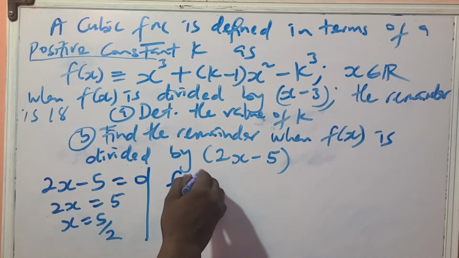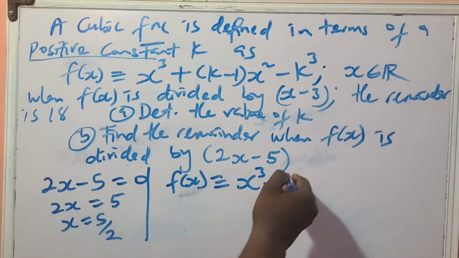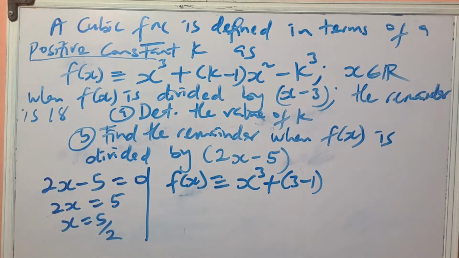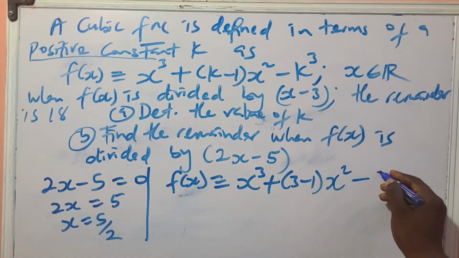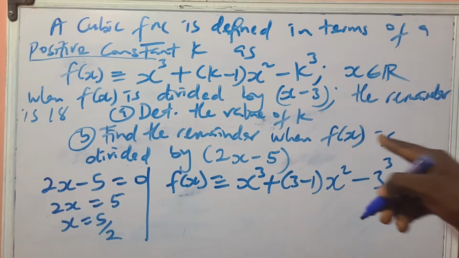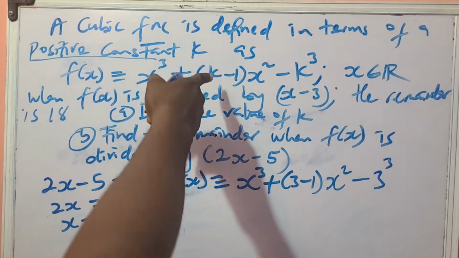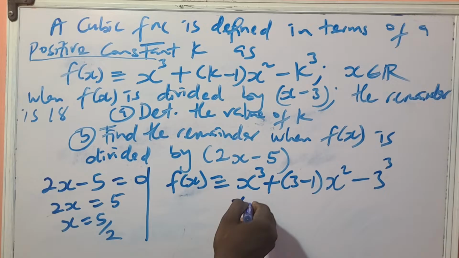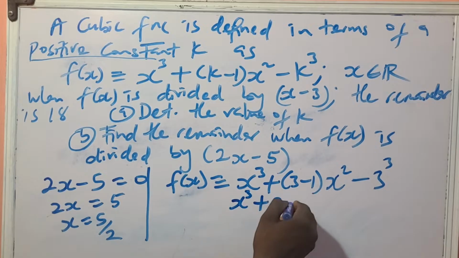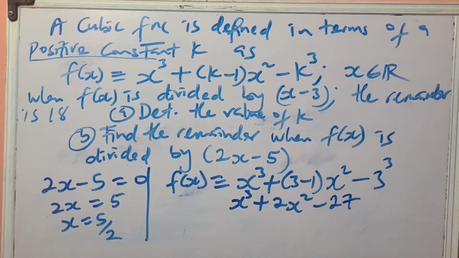So our f of x, which is our polynomial, will be x cubed plus (3 minus 1) x squared minus 3 cubed. This is the first thing I want to do before even trying to find the remainder. That's what question number B is asking me to do. I want to first use my k in my original polynomial. So this will be x cubed plus 2x squared minus 3 cubed, which is 27. All right, this is my polynomial now.